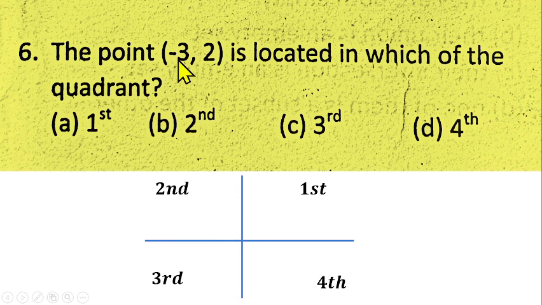Given this coordinate, our x is -3, so x will fall here, and the y is 2, which should be here. If you locate that, this is 2 for y and x is -3 here. At this point where the 2 and -3 meet, they meet at this point here, P. That means P is in the second quadrant, which is option B.